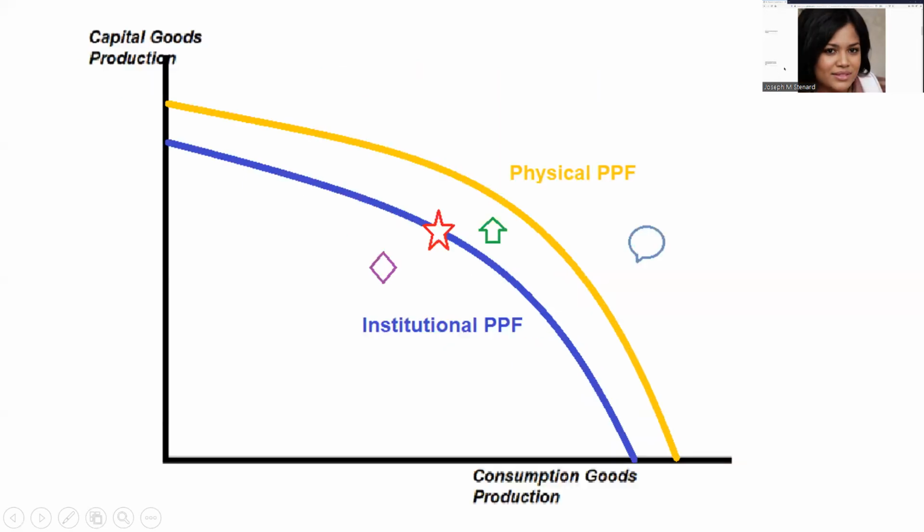So the little diamond here is showing an unemployment of resources. The red shows the efficient use of resources given the institutional PPF. The green area shows a bubble part, that is a temporary overheating of the economy, and this little thought bubble outside the PPF is impossible.